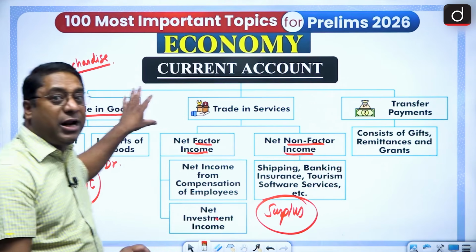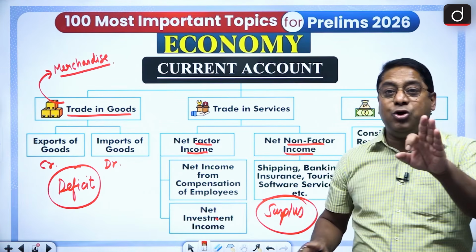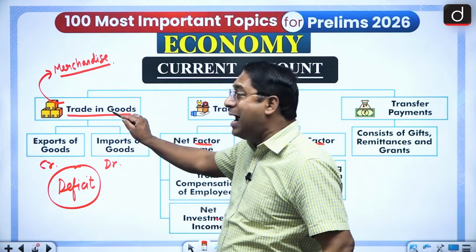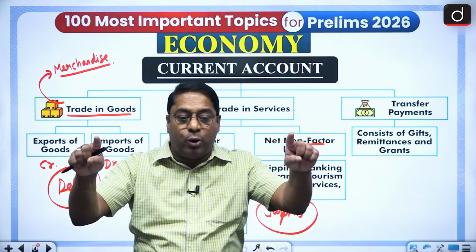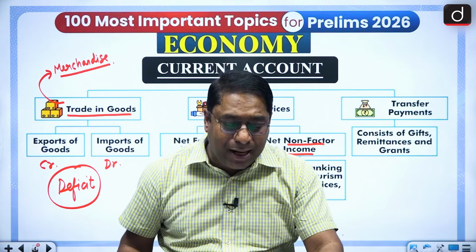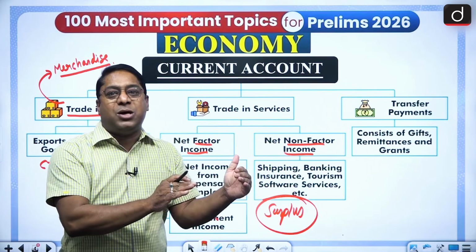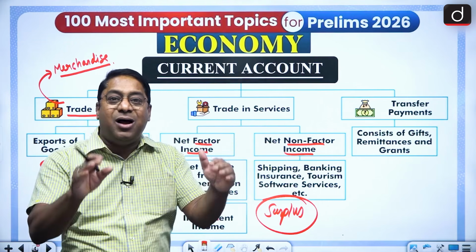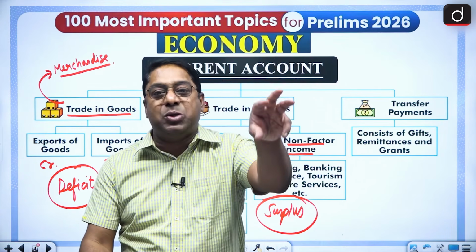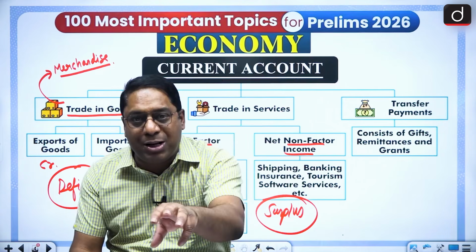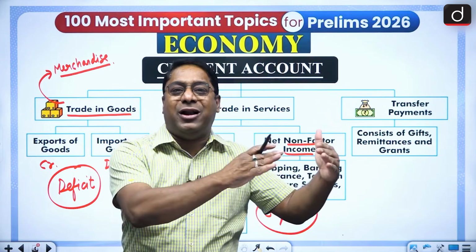Got it? So the current account includes visible item, invisible item and unilateral transfers. Visible item is goods, invisible item is services, and those invisible items we have divided into two. One is the non-factor services and the other one is the investment income. In non-factor services, we have the services of shipping, banking and insurance, also tourism and all, and that all with regard to the credit and debit.